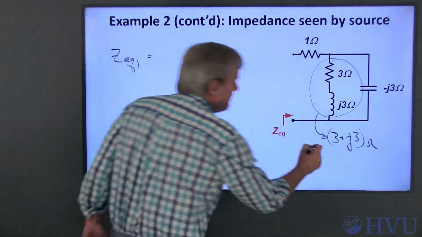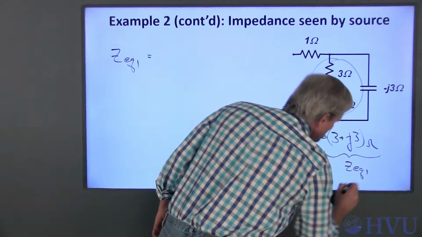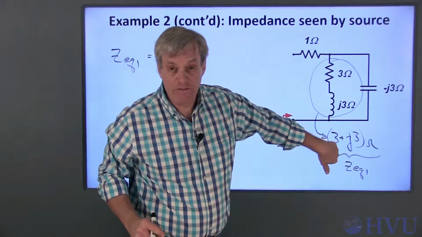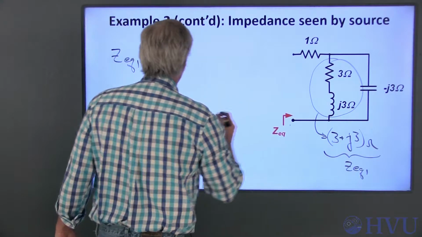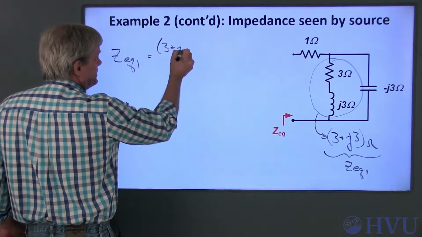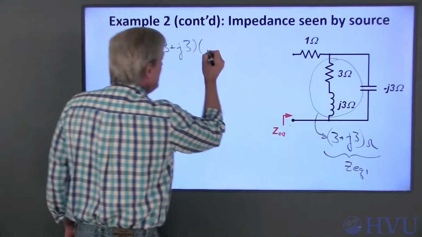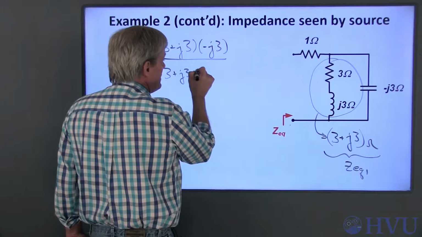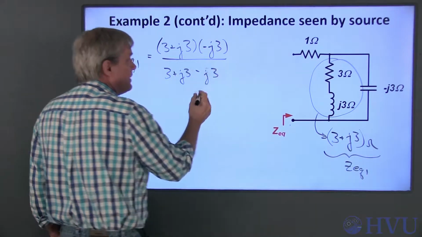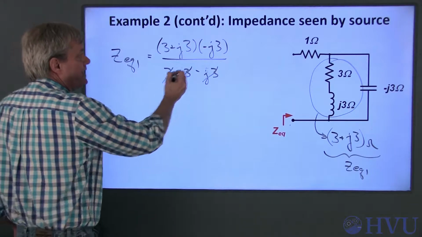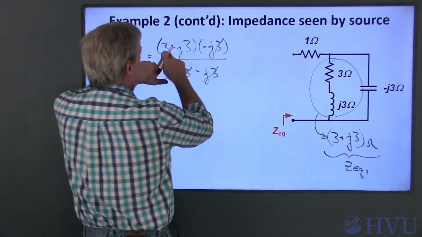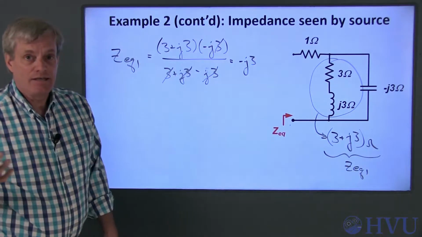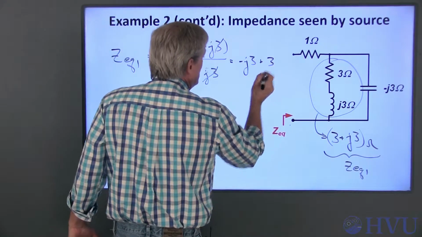If I call that combination ZEQ1, I can calculate the equivalent impedance by taking the product of the two impedances divided by the sum of the two impedances. It's the same formula as for parallel resistances. So that becomes 3 plus J3 ohms times a negative J3 ohms divided by 3 plus J3 ohms plus a negative J3 ohms. This and this cancel. This 3 cancels with that 3. So this becomes minus J times 3, which is minus J3. Negative J times J is positive 1, so that becomes a 3.